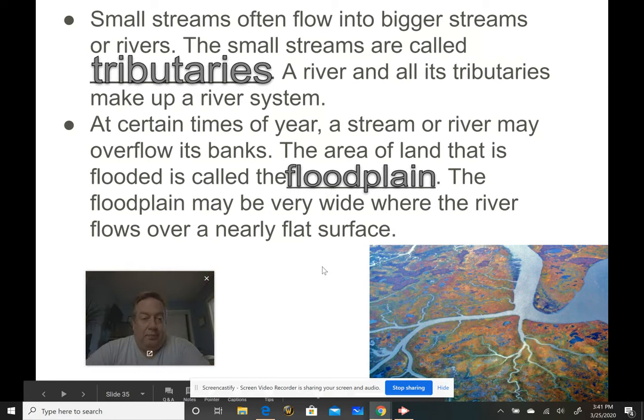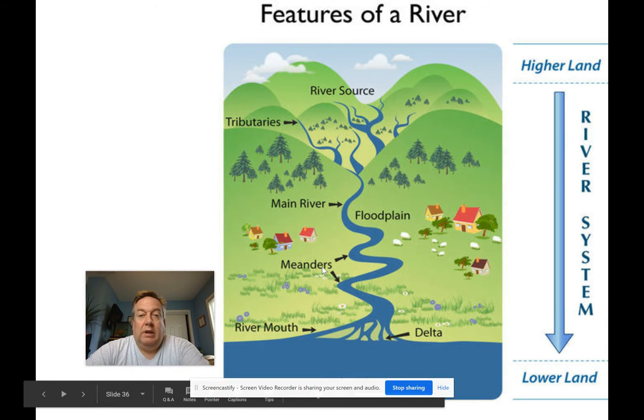Okay? So continuing our features of the river, which we really just went over. So the river source, the tributaries, all these little guys up here at the top, the main river, the floodplain with the houses, and I'm guessing those are sheep, I think. Whatever, little white things over there. All right. The curves of the river we're going to call a meander. Okay, we'll get a little bit further into that. You guys are going to learn way more than you ever wanted to about rivers over the next few days.